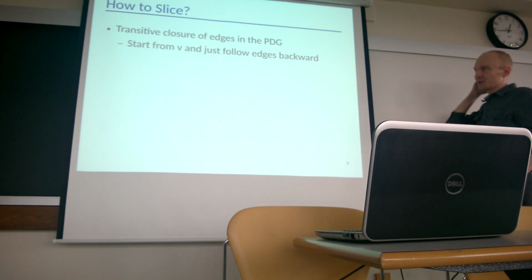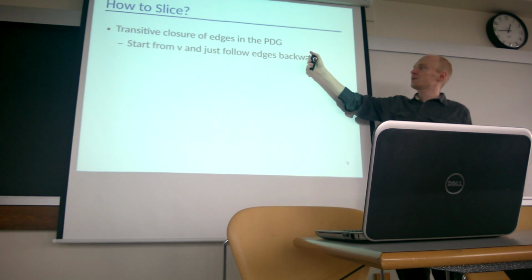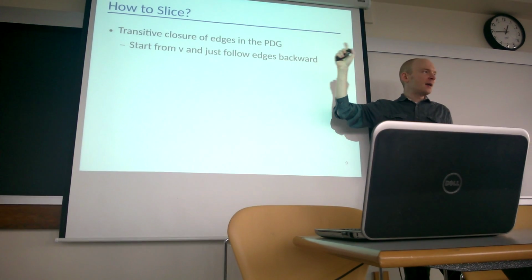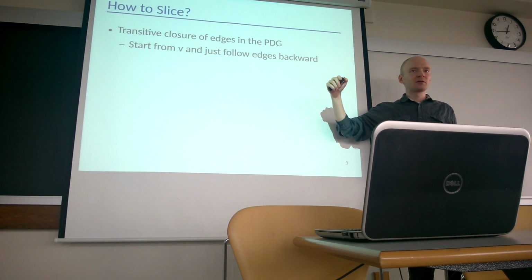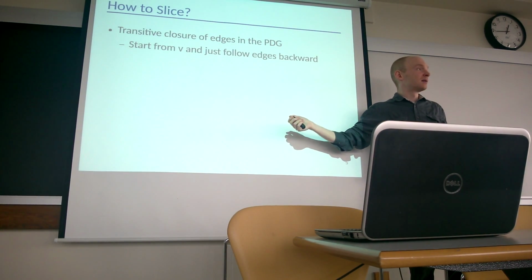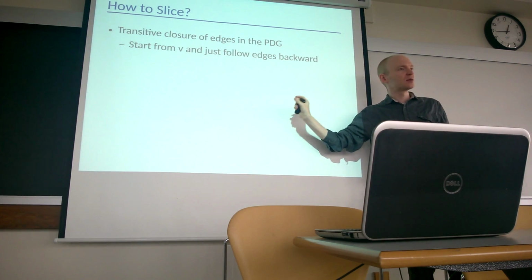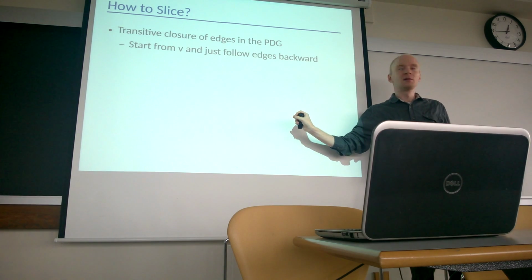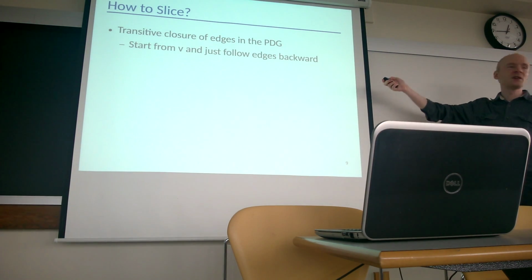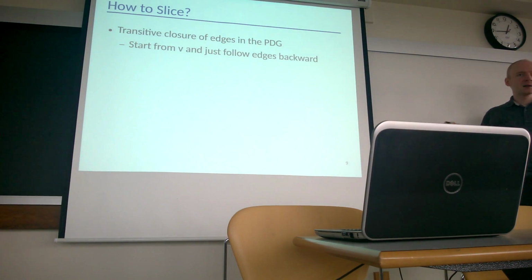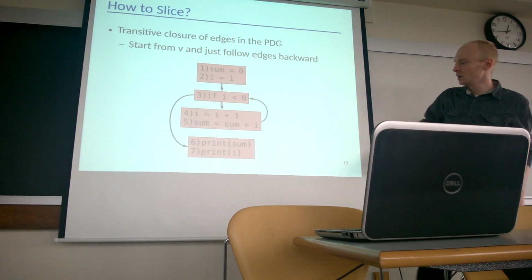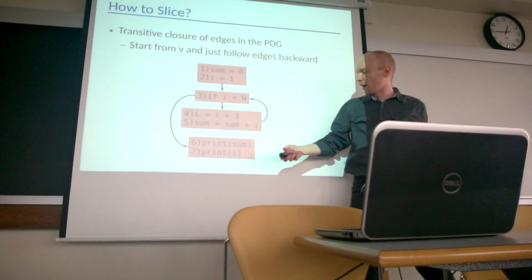So how are we going to do this? Well, it's really a transitive closure of edges in the program dependence graph, starting at your slice criterion, whatever that initial value is. Okay, so we start from V and just follow the edges backward. That's it. So we're down here with I.